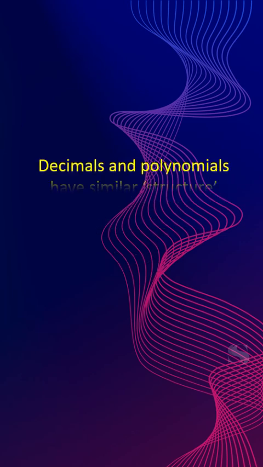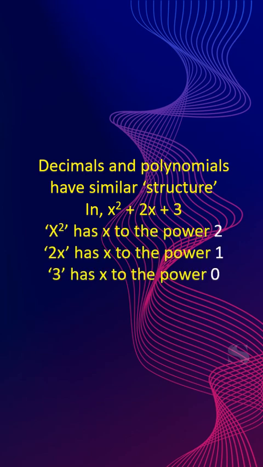Pertinently, the visualizations of the different place values of decimal numbers and of the terms of functions are quite similar, in the way that the different place values are independent yet related to the other place values, just as the terms are. For example, in x squared plus 2x plus 3, the three terms show a gradation of power over x.